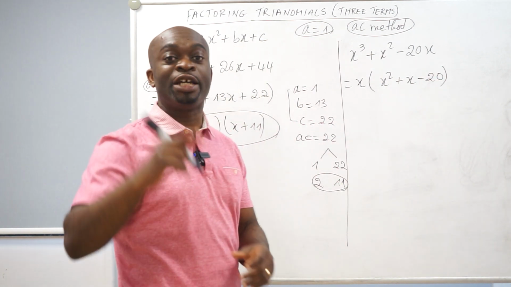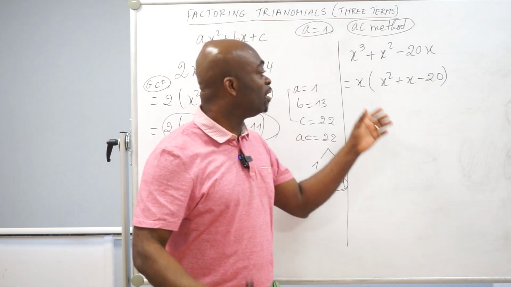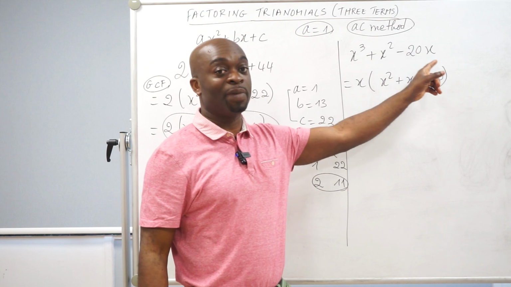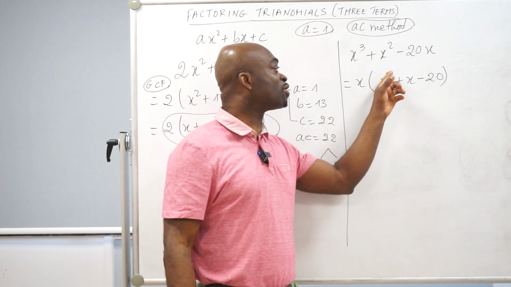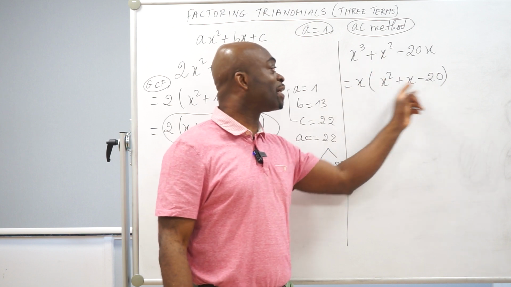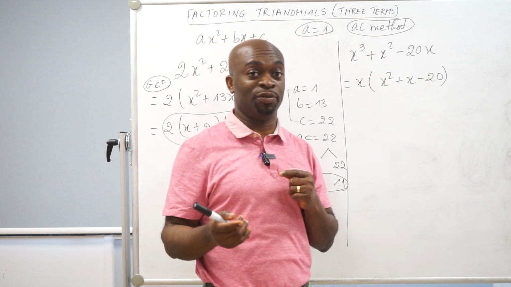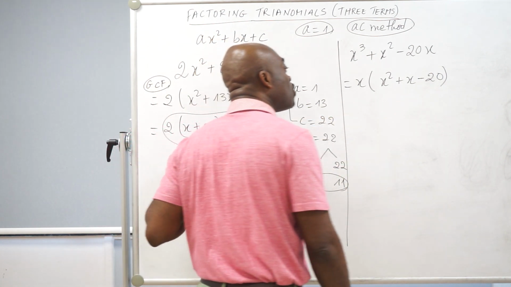Correct? Now, you can do something very quickly. Do yourself justice, right? If you multiply the x all across, you should be able to get this back. If you don't get it back, ladies and gentlemen, you're doing something wrong. So that means x times x squared is what? x cubed. x times x is what? x squared. x times negative 20 is negative 20x. So that means you're on the right track. Now you can continue with what we have inside the parentheses, which is x squared plus x minus 20.